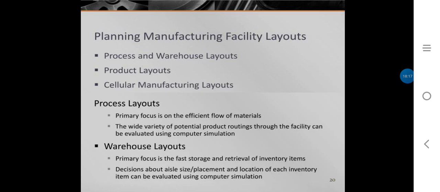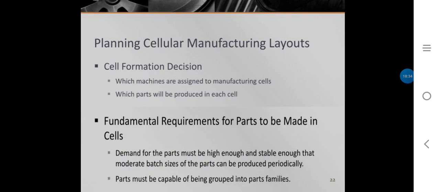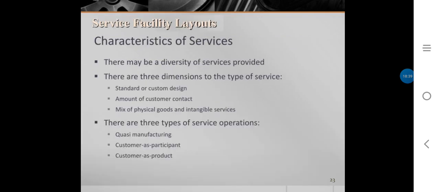And these are also the process and facility layout types: process, warehouse, product, and cell manufacturing. In these I pointed out the extra points related to the cell manufacturing, product, process, and warehouse manufacturing layouts. Next, we focus on service facility layouts. There are 5 basic types of production facility layouts: process, product, hybrid, fixed position, and cellular.